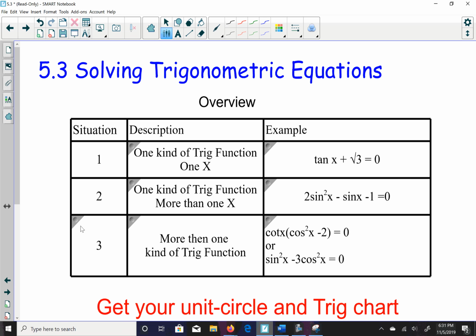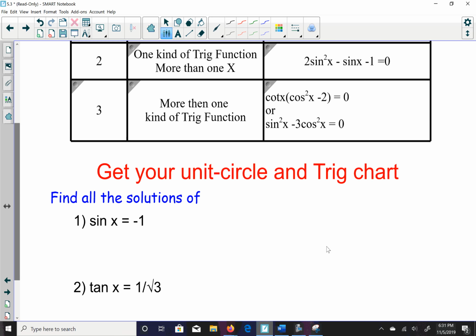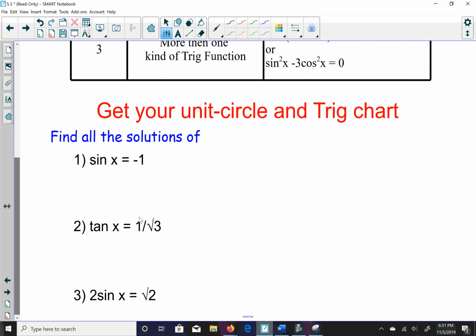So hopefully you have your unit circle memorized. If not, get your unit circle out or your trig chart, whatever's going to help you follow along. The first one, and we've done these types of problems before back in chapter 4, and a little bit when we started inverses: if I have the sine of x is equal to -1, I'm asking you to look on your unit circle or trig chart and find when your y value is equal to -1.